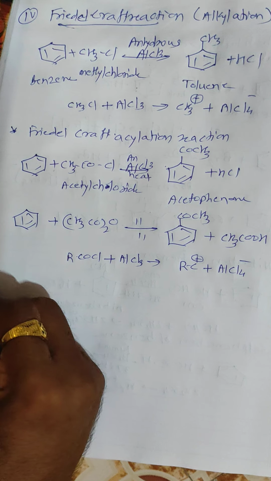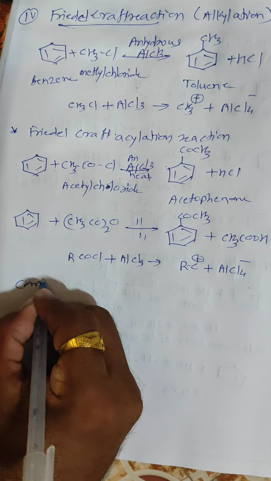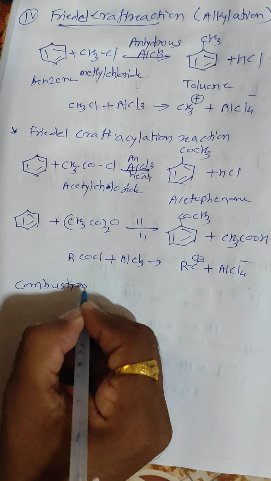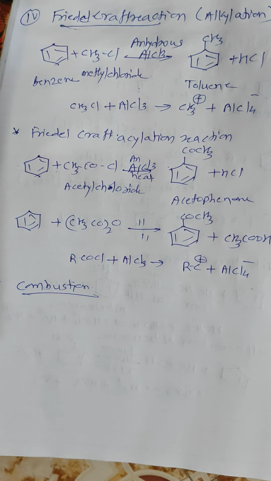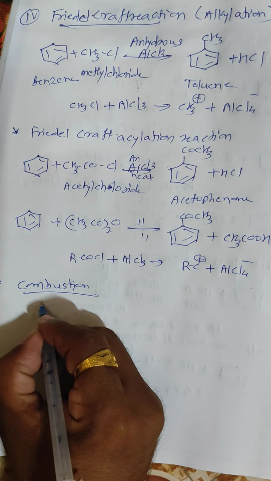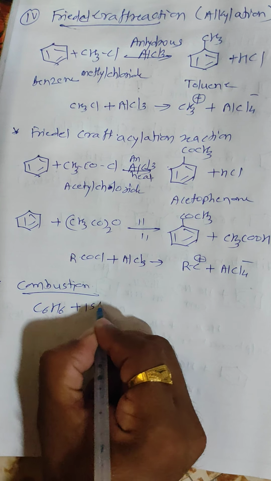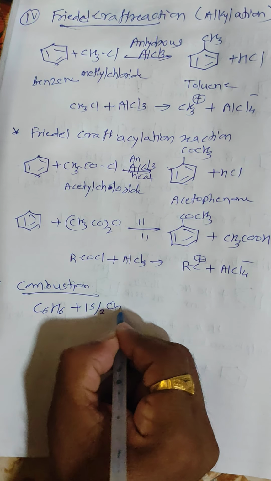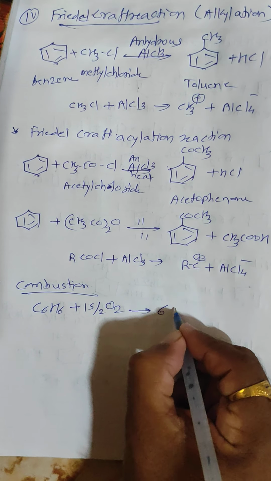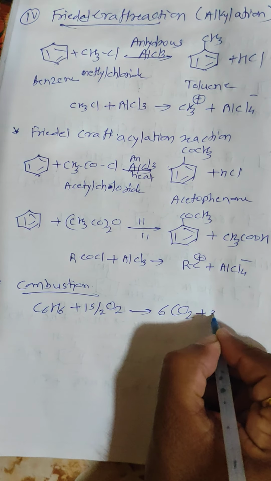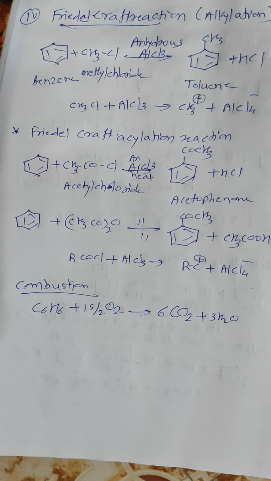Now, the next reaction, the combustion reaction. In the combustion reaction, when benzene is heated in air, it burns with a sooty flame, forming carbon dioxide and water. The reaction: benzene, having the molecular formula C6H6, is treated with 15/2 O2. They react together to form 6CO2 plus 3H2O. So this is the combustion reaction.